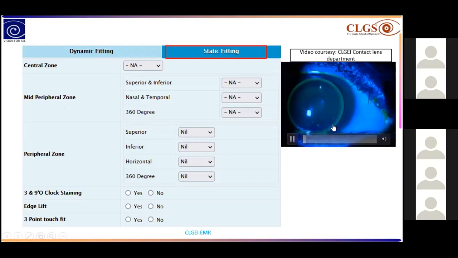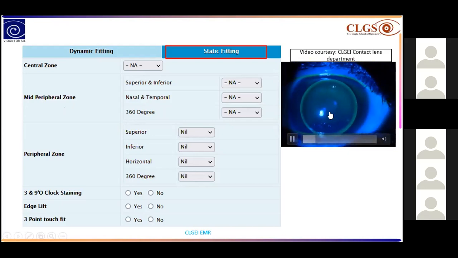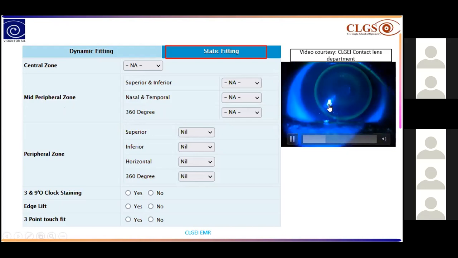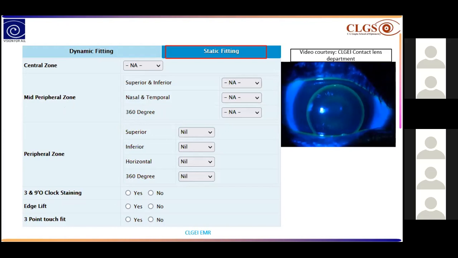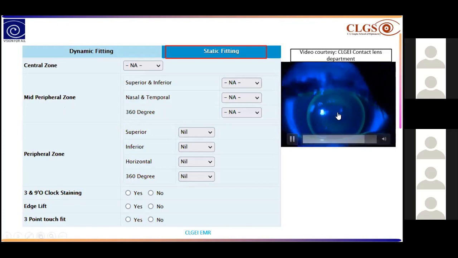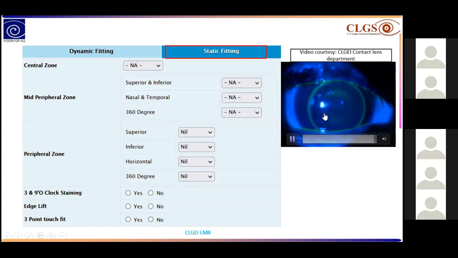So in this picture you can see the fluorescent distribution is not very clear, but it was a good fit basically. This is our CLGI patient only. Here you can see there is very light touch in the central along with mid peripheral pooling, and edge clearance is also 360-degree symmetrical. So this will be considered as a 3 point touch.